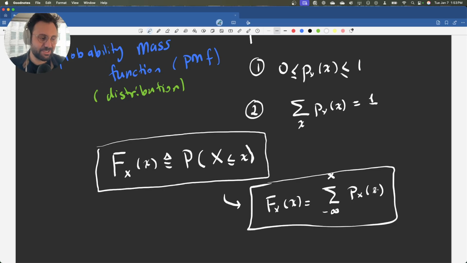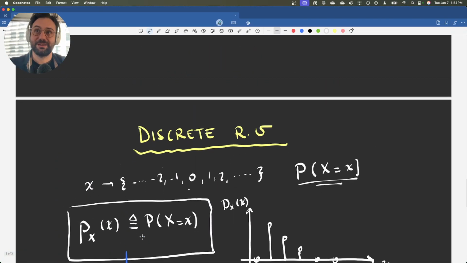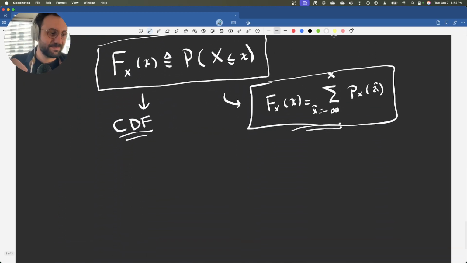So maybe I should change the index of this inside x. So I should call maybe x tilde, and I should make this x tilde. So that's the definition of cumulative density function, and so it's short for CDF. Why did I introduce this CDF that we will never use?